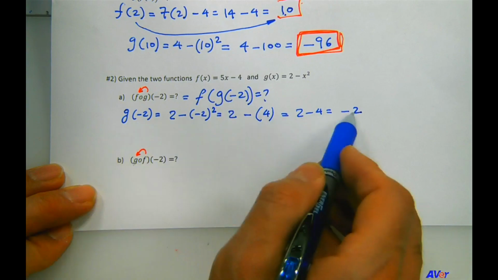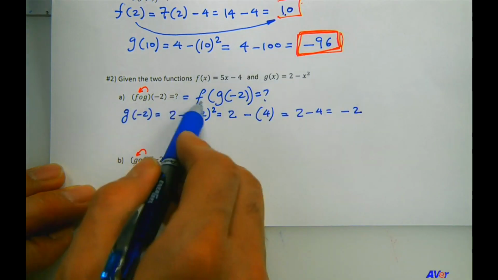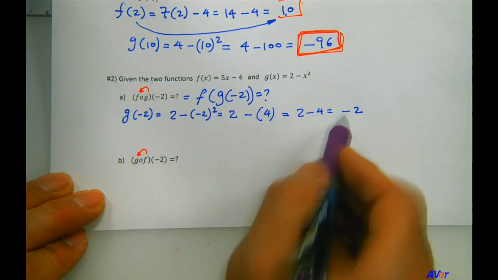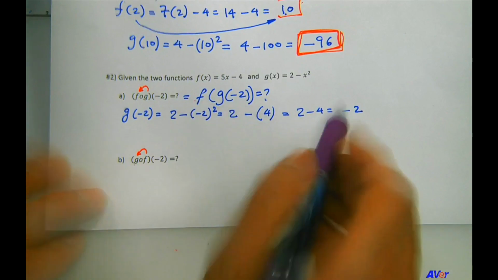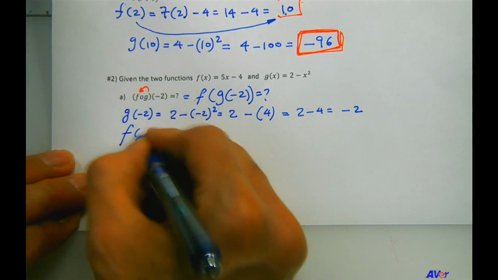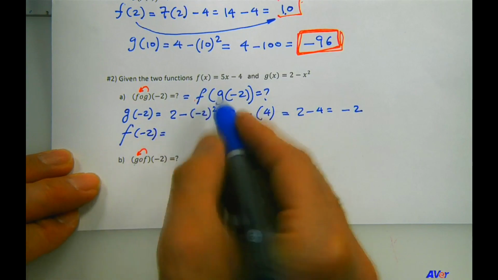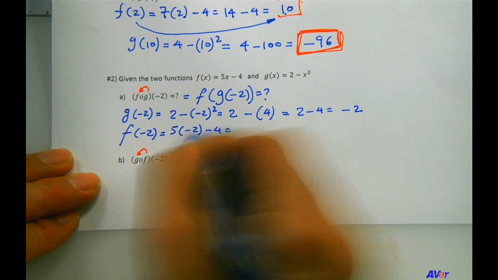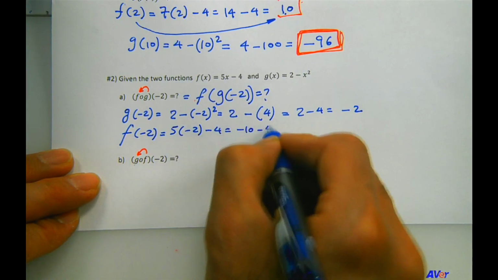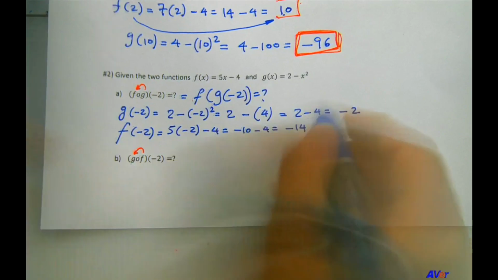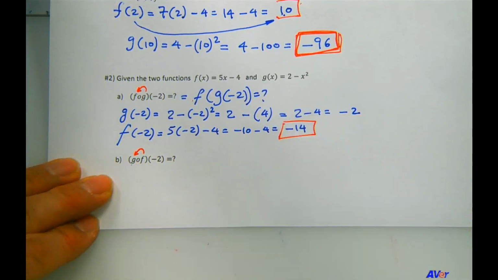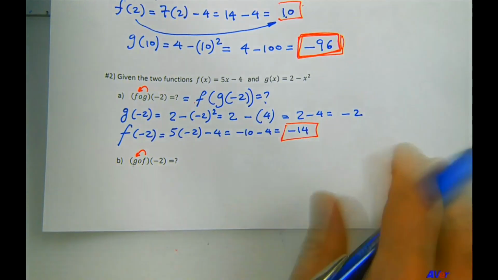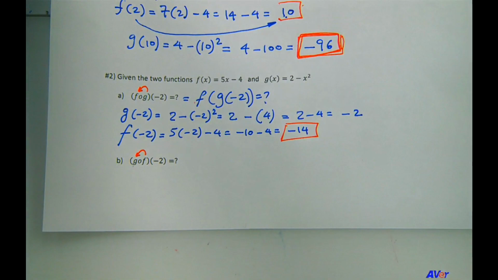Now we need to put this result in f, right? We just calculated this piece. So now function f at -2 will be 5 times -2. That's -10, -4, -14. And that is the final result here. Okay. I hope this agrees with what you have in your own solution.